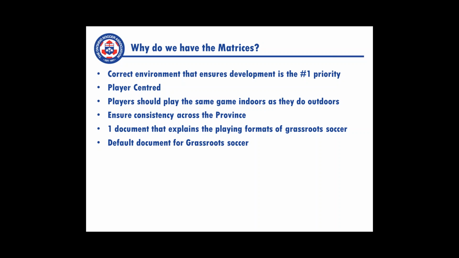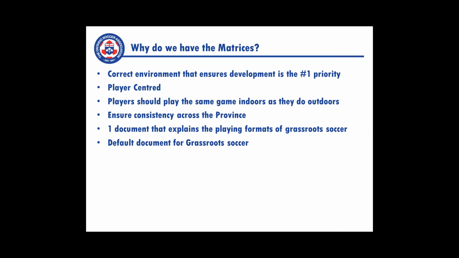Also, the matrix ensures consistency across the province. District to district, each of the 21 districts would apply the matrix in a consistent fashion. It's also a quick, easy document that explains the playing formats for grassroots soccer. Reading rules, as I'm sure you can all attest to, can be a challenge, a formidable challenge trying to find the particular rule you're looking for. Whereas the matrix, one page, double-sided, you can quickly find the particular detail you're looking for, the particular age group you're working with or concerned about.